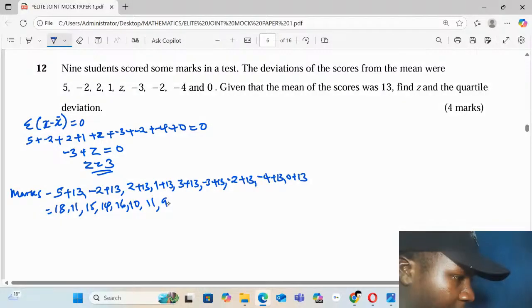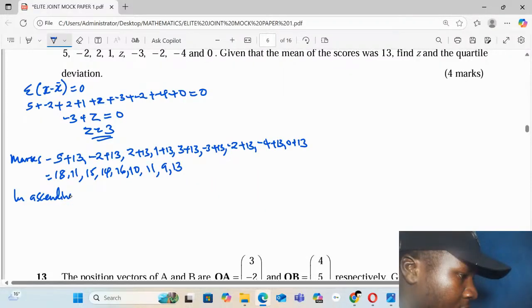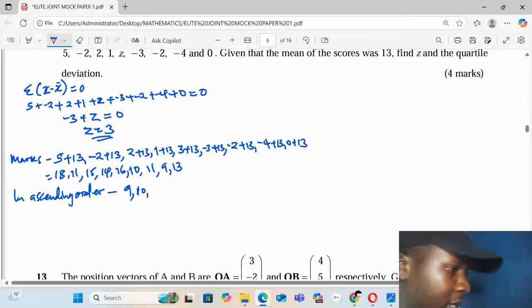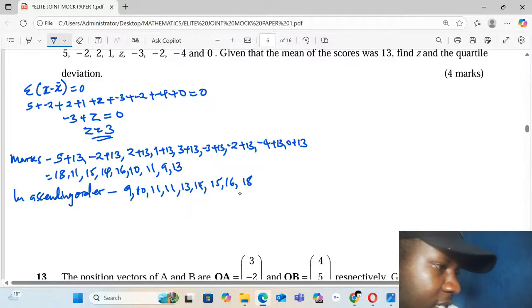Now we arrange them in ascending order. So in ascending order, we start with the smallest, which is 9, and then 10, then 11, and then 11, then 13, then 14, then 15, 16, and lastly 18. Now you can see 13 is the middle one.